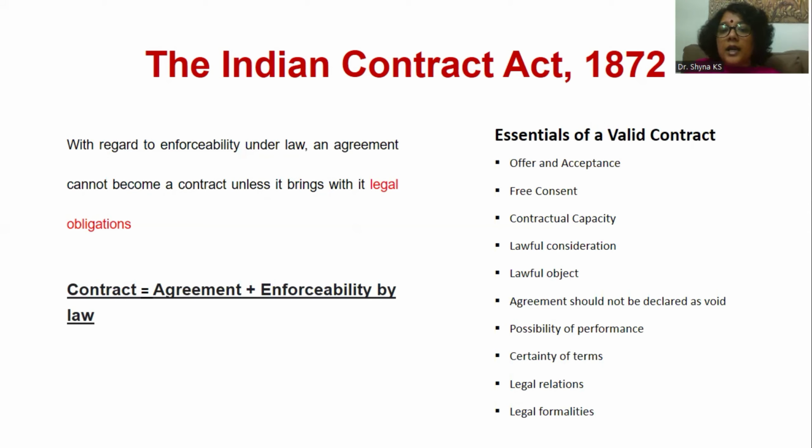When it comes to legal enforceability, we need to consider some more aspects, which are called the essentials of a valid contract. A valid contract should fulfill all these essentials. I'm just reading out what the essentials are. One is offer and acceptance that we have discussed. Free consent, contractual capacity, lawful consideration, lawful object, the agreement should not be declared void, possibility of performance, certainty of terms, legal relation, legal formalities. All these are the essentials of a valid contract. These things we have to understand in detail to know further about a contract and its validity. That we will discuss in the next session.